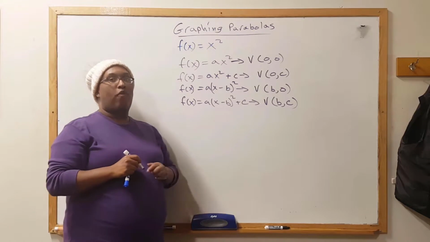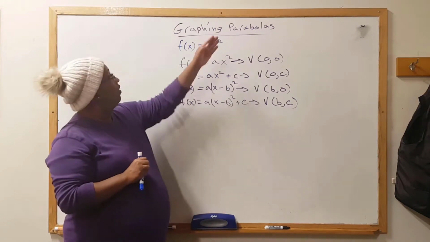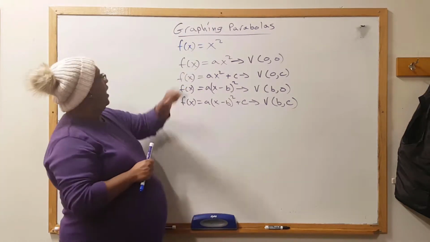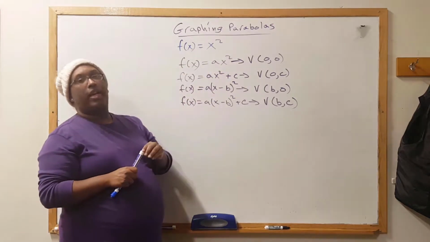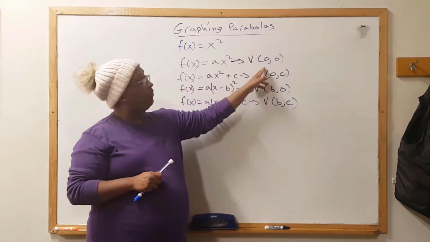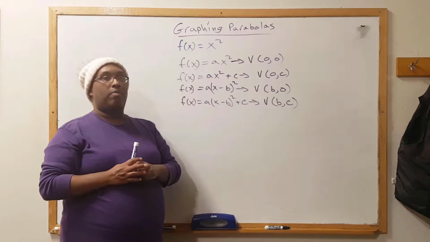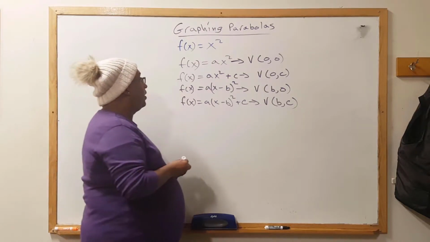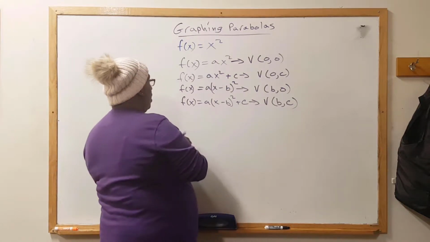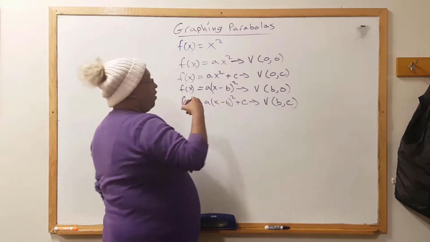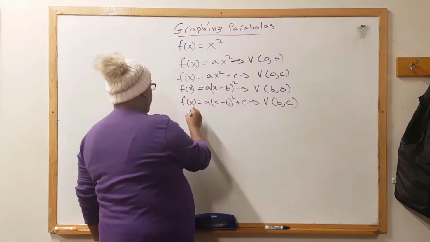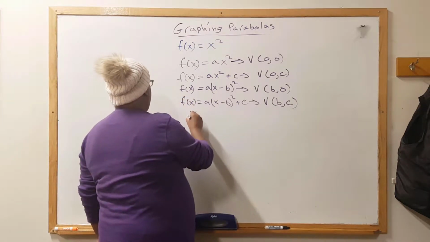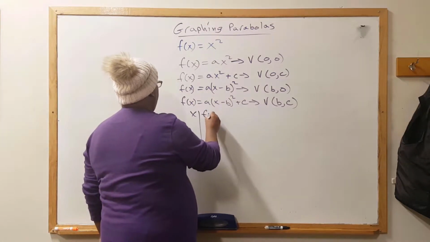These are some special forms for graphing the parabola. Our example, f of x equals x squared, is in this form, so we know the vertex is 0, 0. So what I would like to do with that one is find a couple of points. We need to make a table. We can put x, f of x.